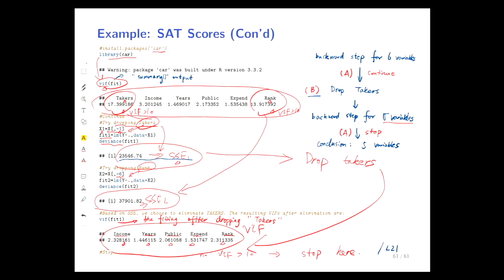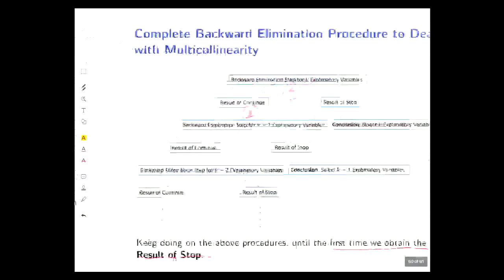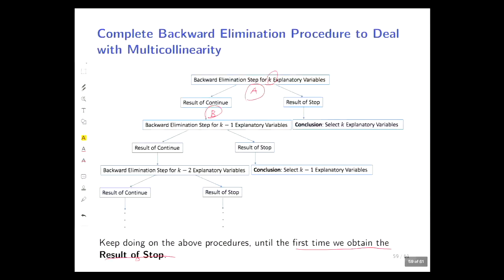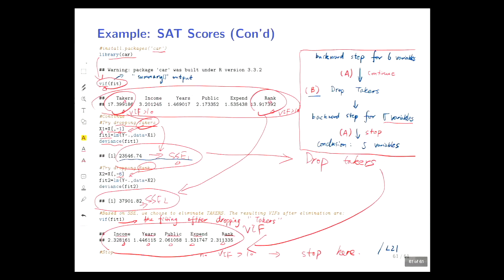So basically, I think the important thing here is actually this kind of flowchart. And this flowchart is exactly from the more complicated flowchart here. So in your assignment, I will assign a question for you to be more familiar with this kind of procedure to solve the multicollinearity problem. Any questions?